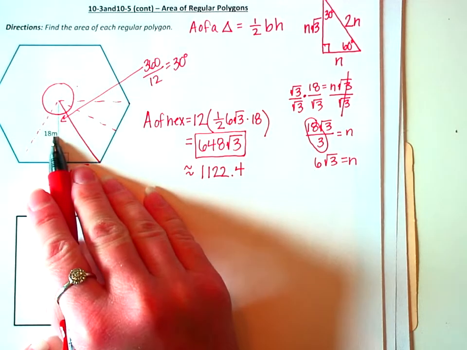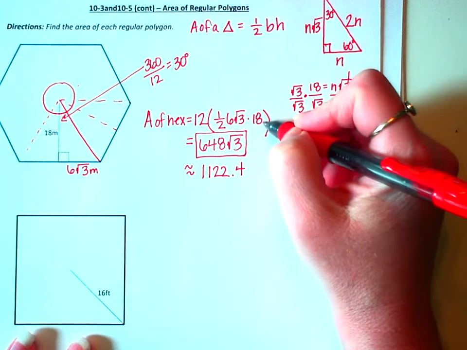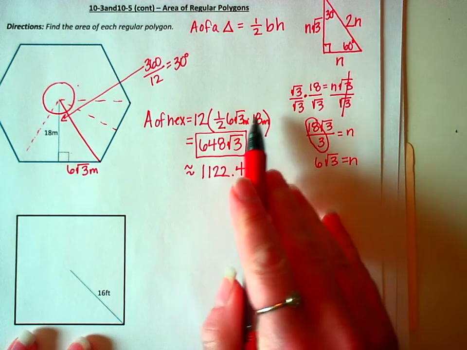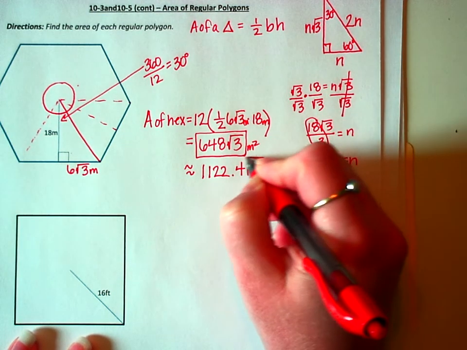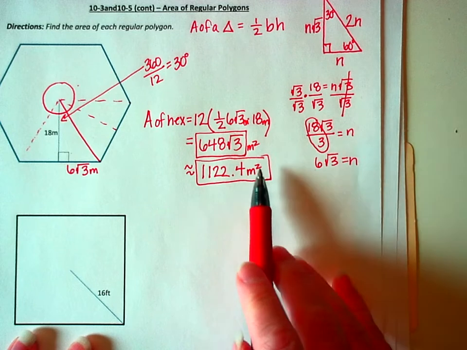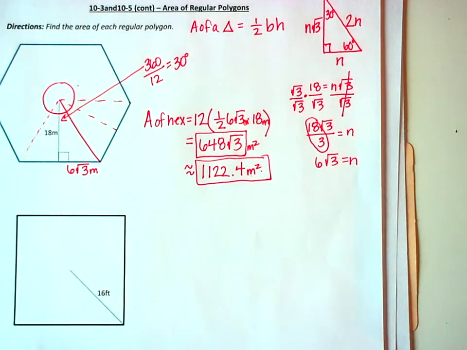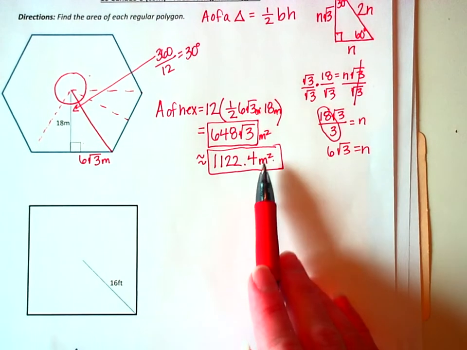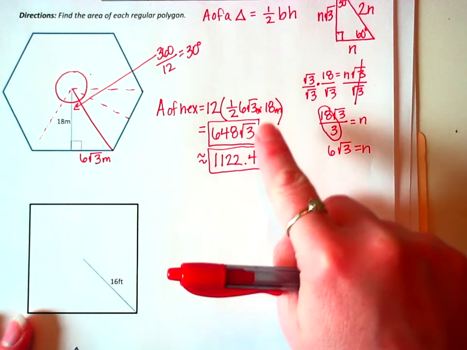Okay, and this was in meters, so this would also be in meters. So meters times meters is meters squared. Okay, area is always some unit squared. And remember, another way of saying meters squared is saying square meters. So that means a square that is a meter by a meter.